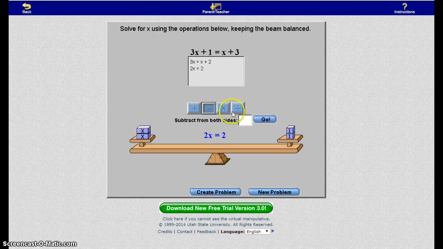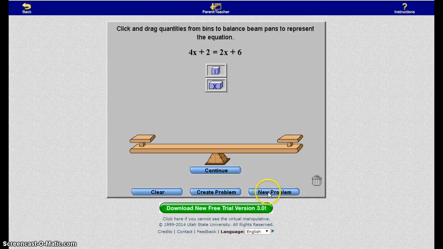Okay, so now it has 2x equals 2, so I can see that if I divide by 2, it'll be x equals 1. See, now I have that done. So it'll load a new problem for us, and you can set that up and continue that as well.